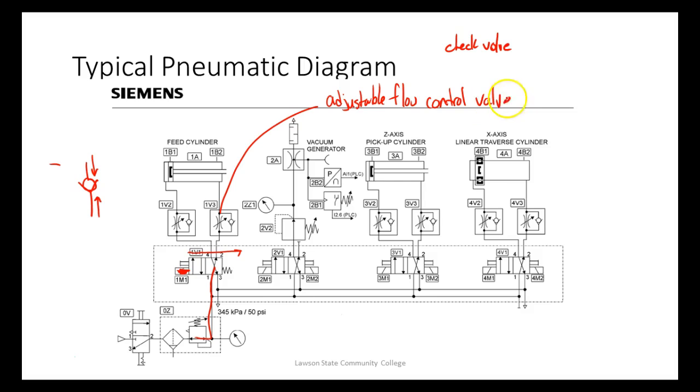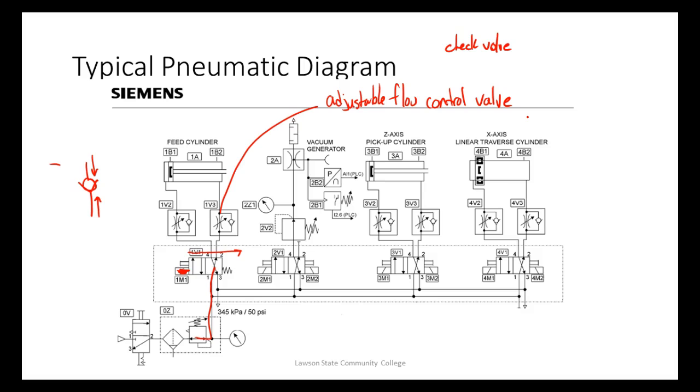So what do we use the flow control valve for? To control the speed of the actuator. Now, unfortunately, they drop a little pressure, but once the thing's fully extended and everything goes out of motion, you get full pressure.